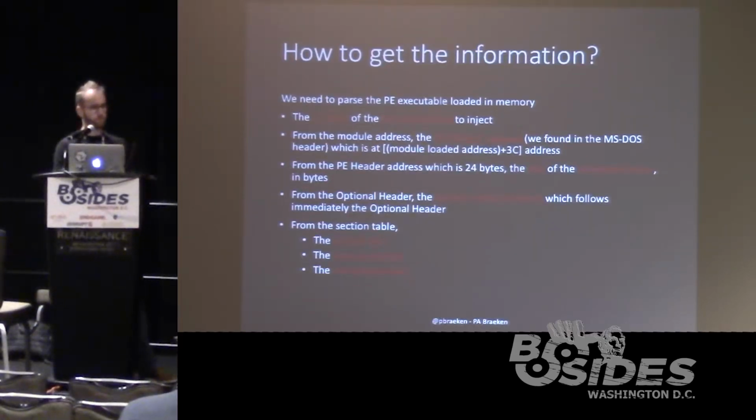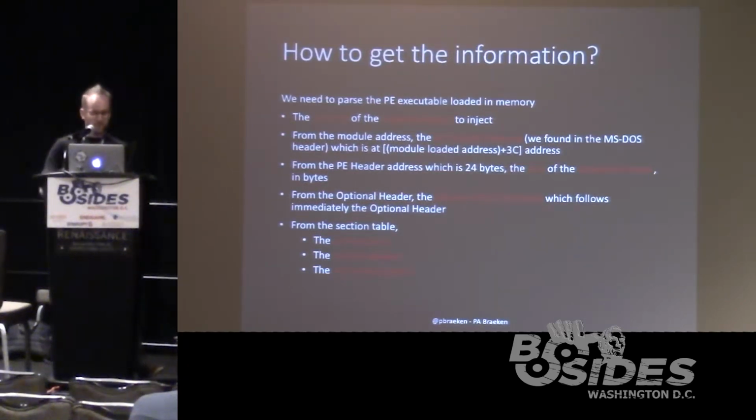The first thing you have to get is the address of the module loaded into the memory, for the target that you try to parse. From this module address, you get the PE header address, which is located at the module address plus 3C. From this PE address, which is always 24 bytes, you have the size of the optional header in bytes.